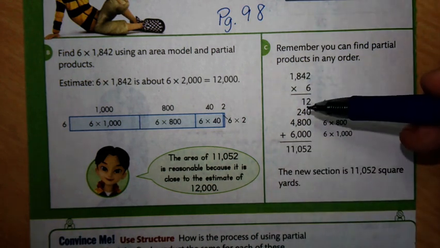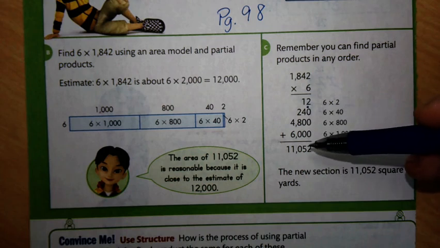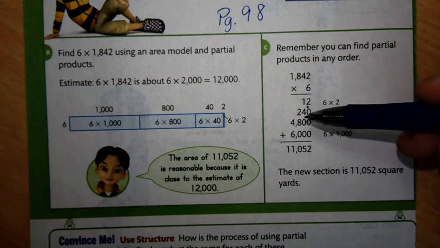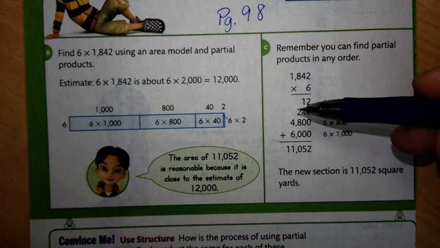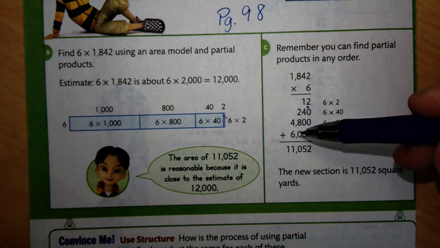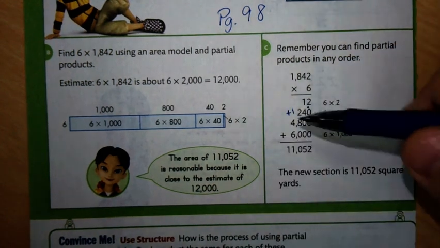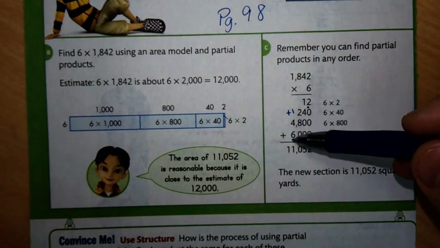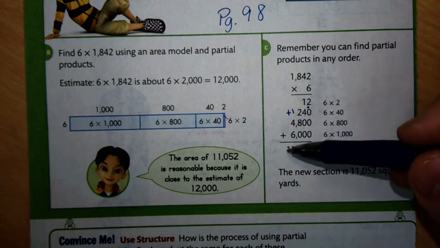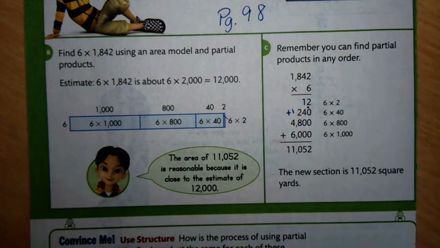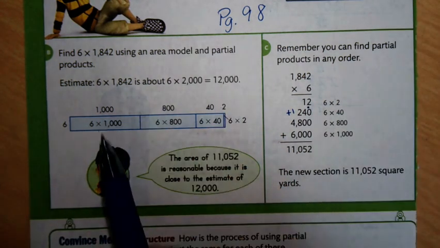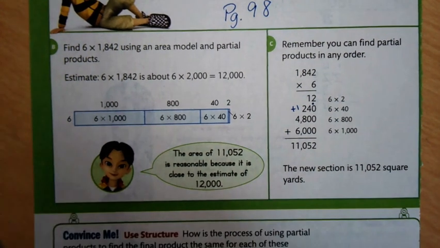Then I can add this all up. 2 plus nothing is 2. 1 plus 4 is 5. 2 plus 8 is 10, plus 0 is still 10. So the 0 goes here, and we need to regroup our 1 over. 6 plus 4 is 10, plus 1 more is 11. So our answer would be 11,052 square yards. And again, this is just an example of a way that we can use the area model.